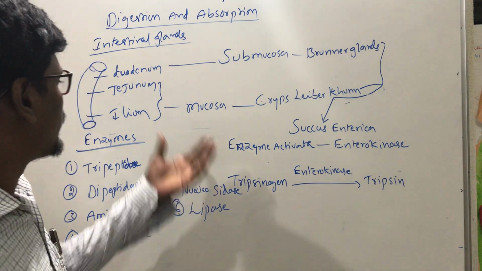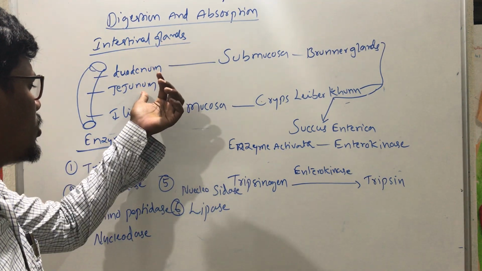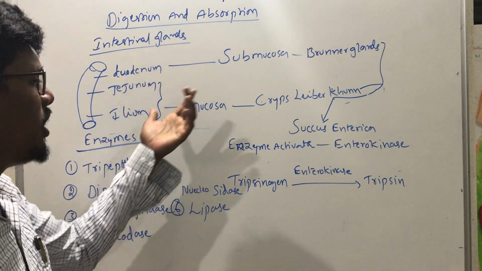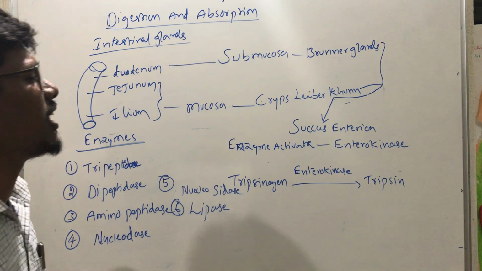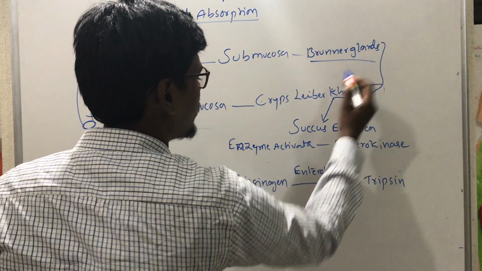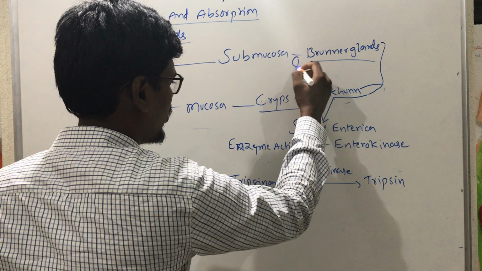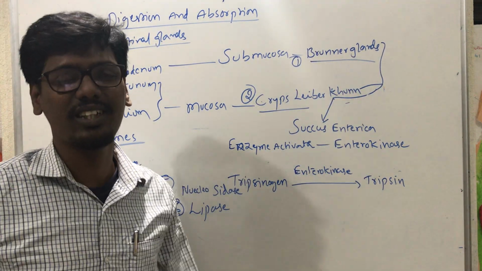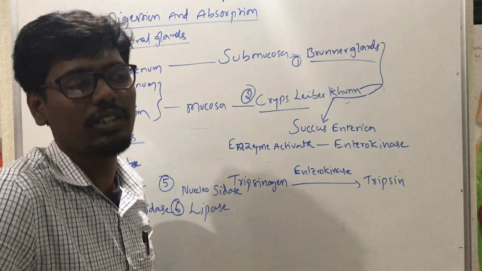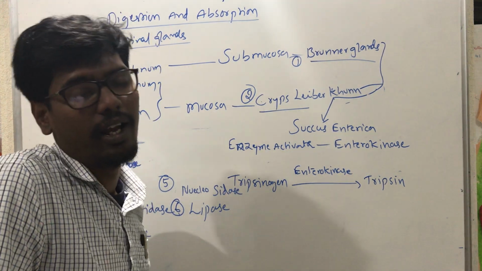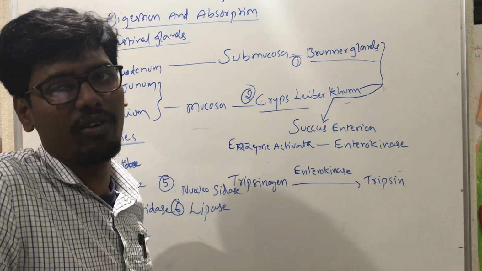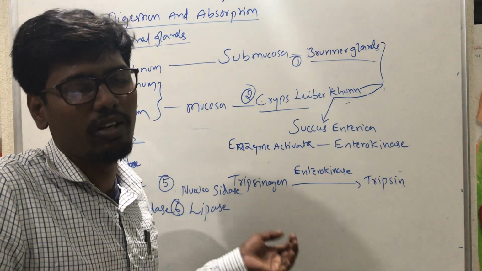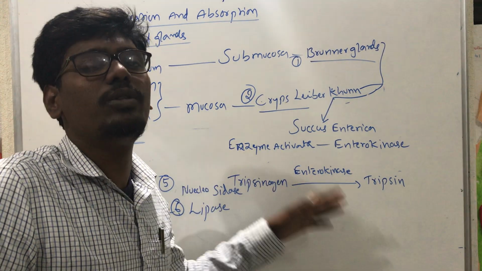Okay. Duodenum, jejunum, ileum: in these three parts, two intestinal glands are found. One is Brunner glands, and the second is crypts of Lieberkühn. These two release succus entericus. It also contains the enzyme activator called enterokinase. Trypsinogen is activated into trypsin.